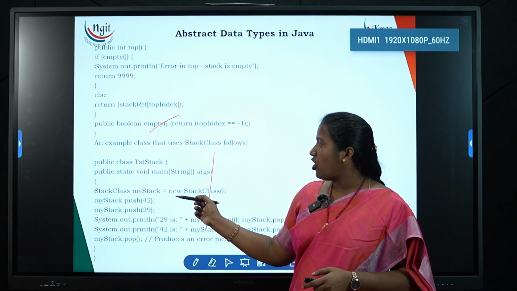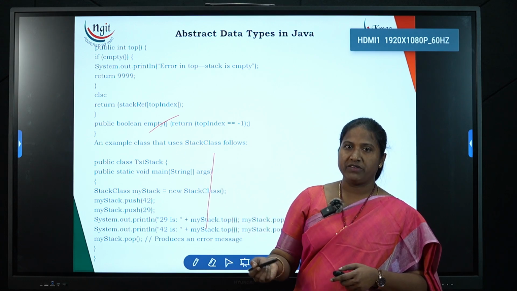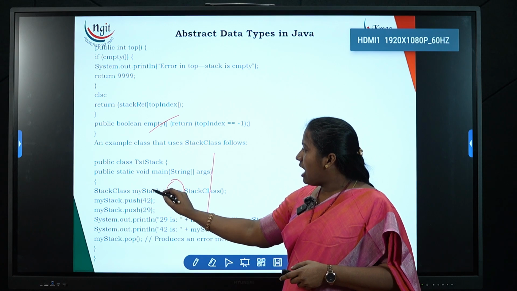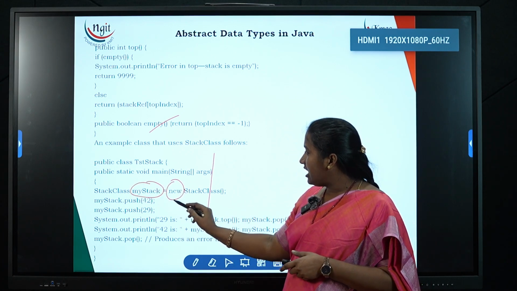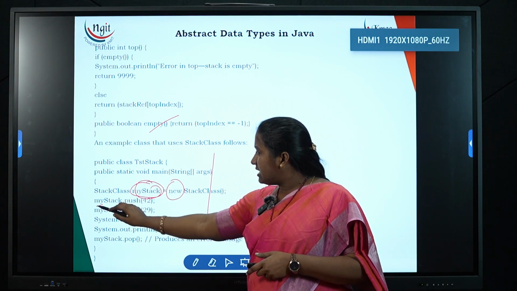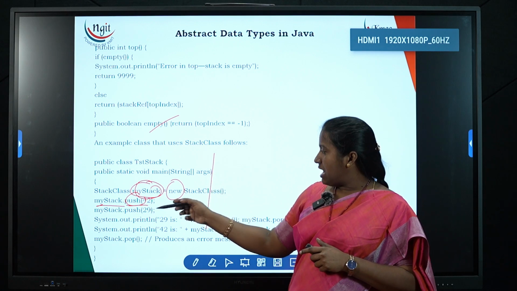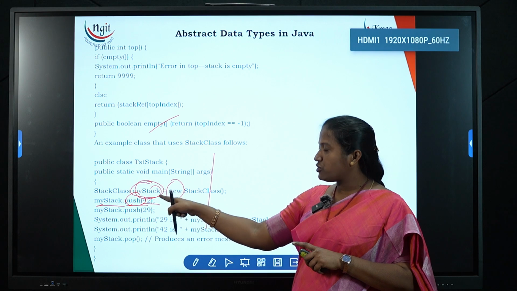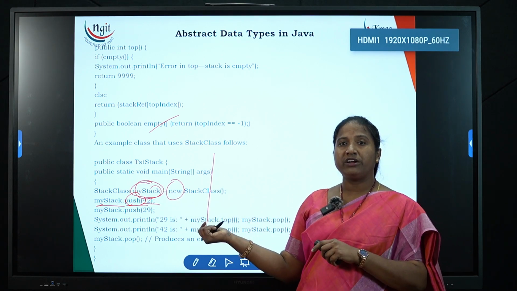Now I'm creating an object to use the class I have defined in the previous slide. So the object is, we'll use the new operator, and the object is myStack. Now I'm accessing myStack dot push. Push is a method in the class. Now myStack dot push 42, 42 is the parameter. So I'm just pushing that number to the stack. So this is the way of writing the program.